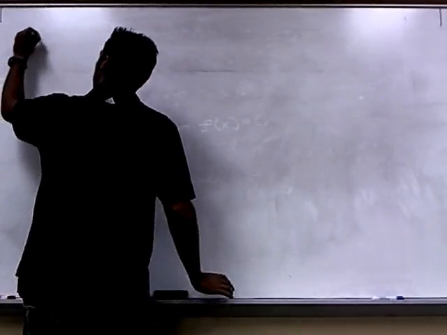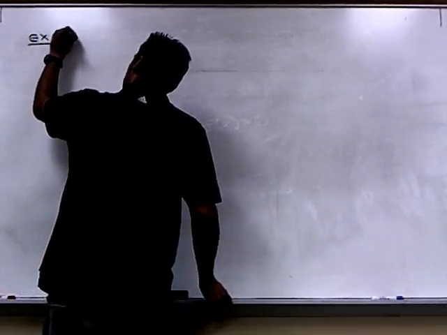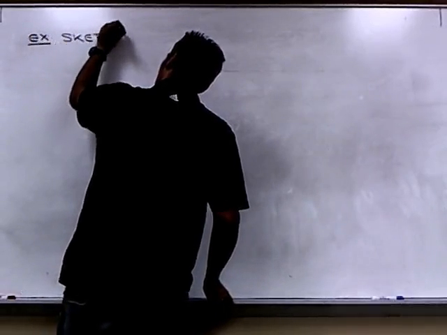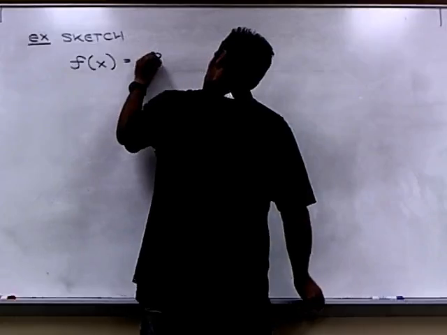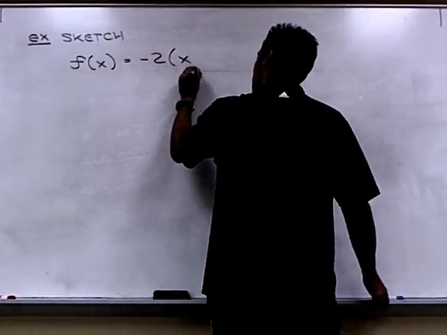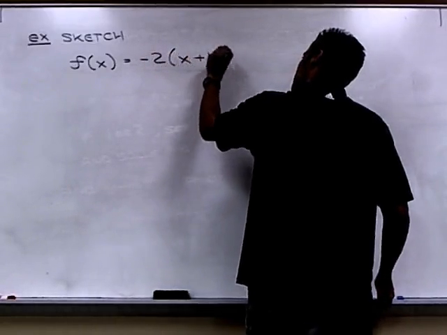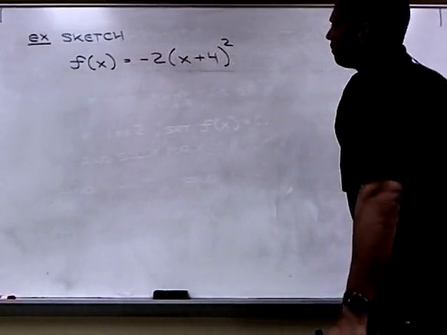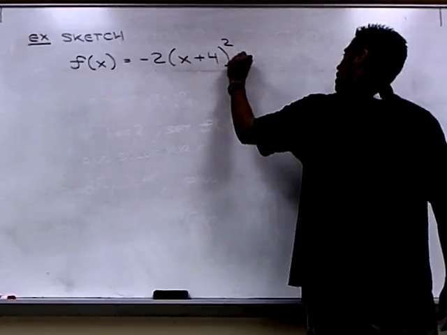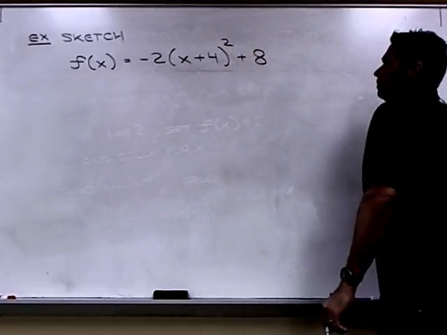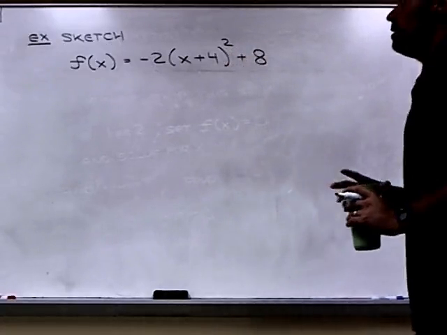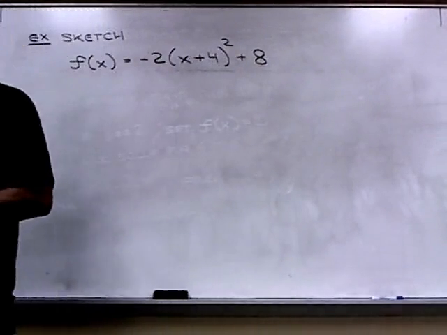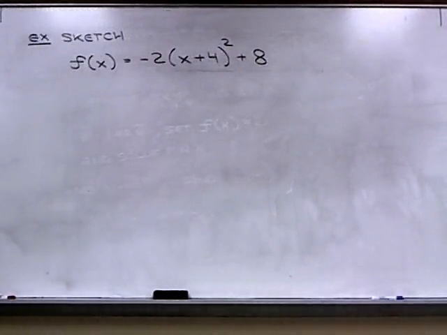All right, here's our first example. Sketch f of x equals -2 times (x plus 4) squared plus 8. Now, what I do want you to understand right now is that I could have given you that on the last test, couldn't I? Right? I could have, and you would have done that pretty quickly.